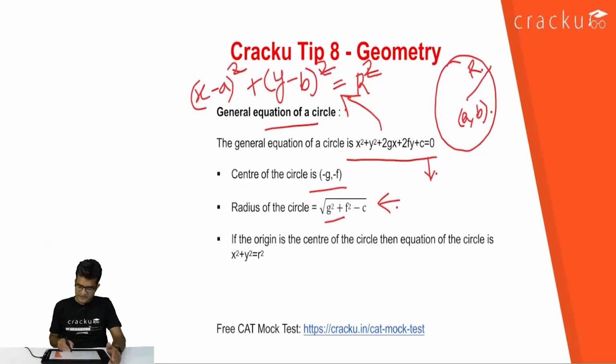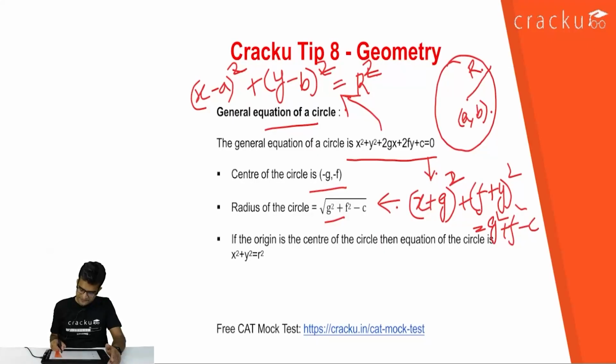You add g square plus f square minus c to both sides. So the left hand side becomes (x plus g) whole square plus (y plus f) whole square is equal to g square plus f square minus c. Now this is very similar to the equation that we first wrote. So you can calculate the center of the circle, which will be (minus g, minus f), and the radius of the circle, which will be the square root of g square plus f square minus c.